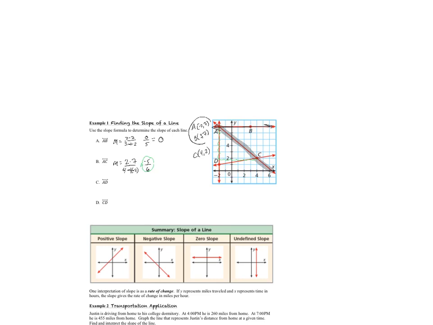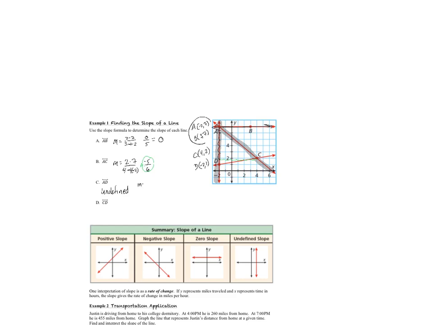Let's look at line AD. Well, line AD is an undefined line. So this should come out as undefined. But we need to use the slope formula, it said. So I'm going to find my coordinate for D. D is at negative 2 on the x, positive 1 on the y.